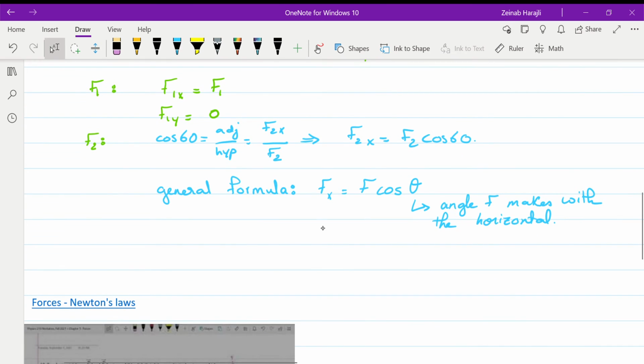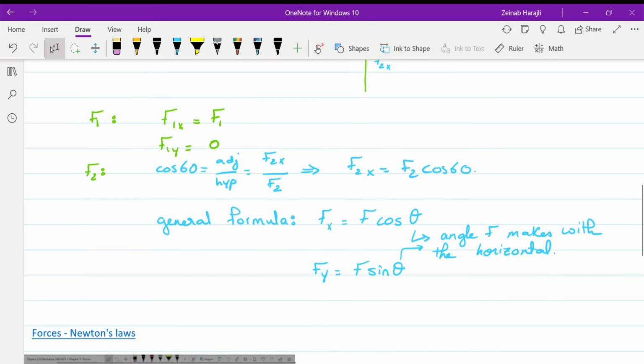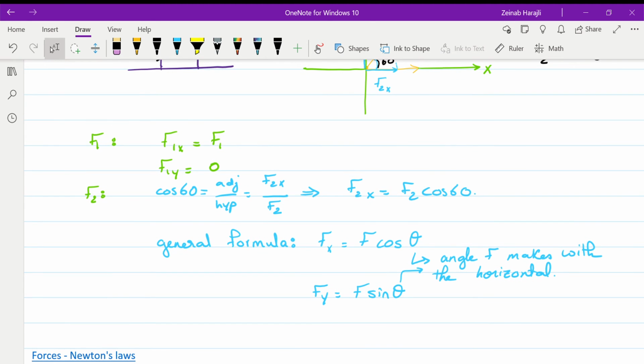While Fy is going to be F sine theta, and theta again is the angle that the force makes with the horizontal. So now we found a general expression for Fx and Fy. In this situation here then we can write that F2y is going to be equal to F2 sine 60.